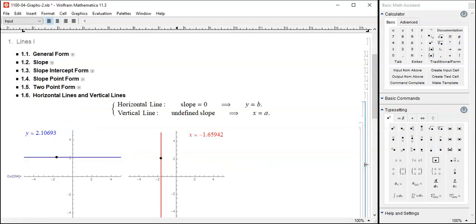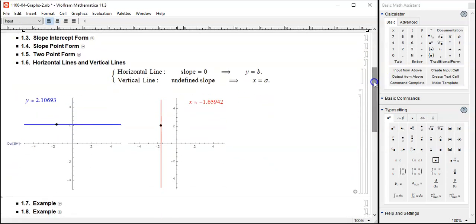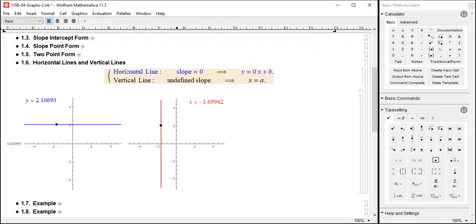The final topic before some example problems: horizontal and vertical lines. Horizontal lines do have slope. The slope is 0. So whenever you have y equals b, you can rewrite it in the slope-intercept form like this: 0x plus b. Slope is 0. You see, 0x part, that's 0, so throw that part away, then we have just y equals b. So we have a horizontal line. The slope is 0. We do have a slope-intercept equation here.